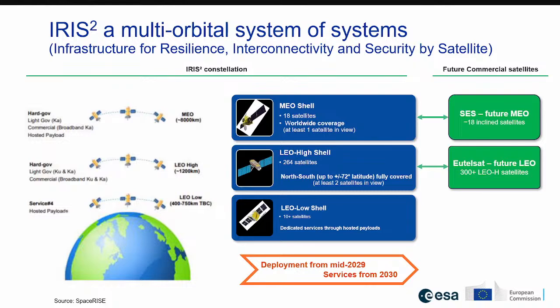But on the commercial side, we have the option to include our commercial players involved in the project, so SES and Eutelsat, to include their own satellites with their own capabilities to essentially take advantage of the constellation that we have for IRIS². So deployment will be from mid-2029, with services intended to be available from around 2030.